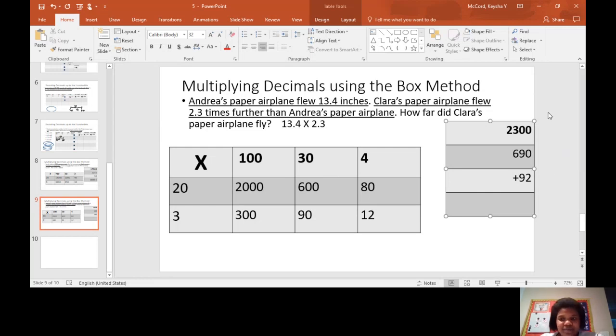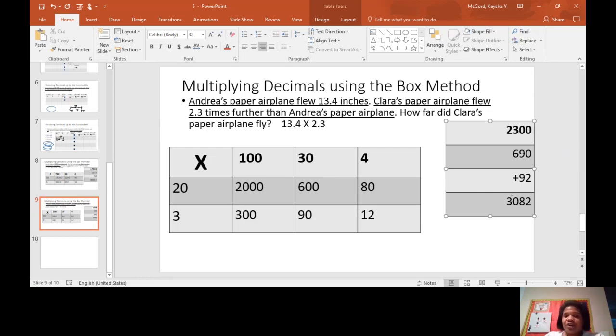And now I'm ready to add. 0 plus 0 plus 2 is 2. 9 plus 9 is 18. I'm going to take 1 up. I know you can't see my 1, but just pretend there's a 1 here, and I'm putting it up here. 6 plus 3 is 9, plus 1 more is 10. So I'm going to put a 0, and I'm going to take my 1 up. 2 plus 1 is 3. So I have my answer, 3,082.